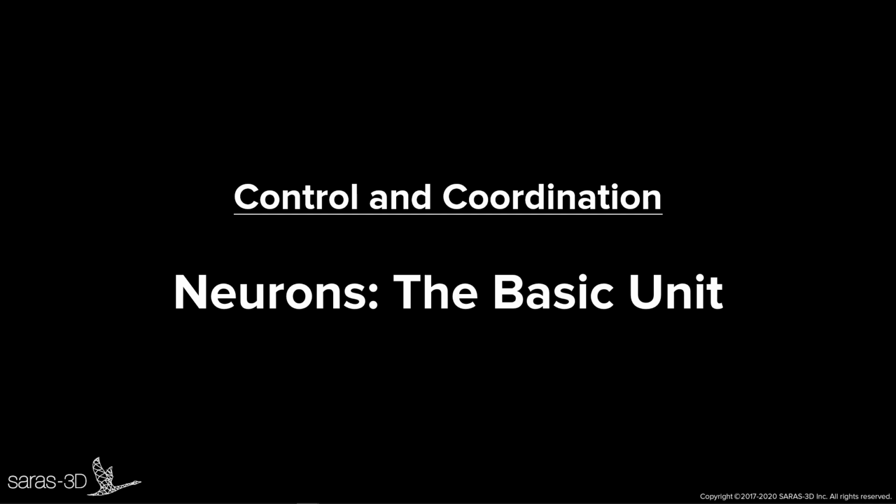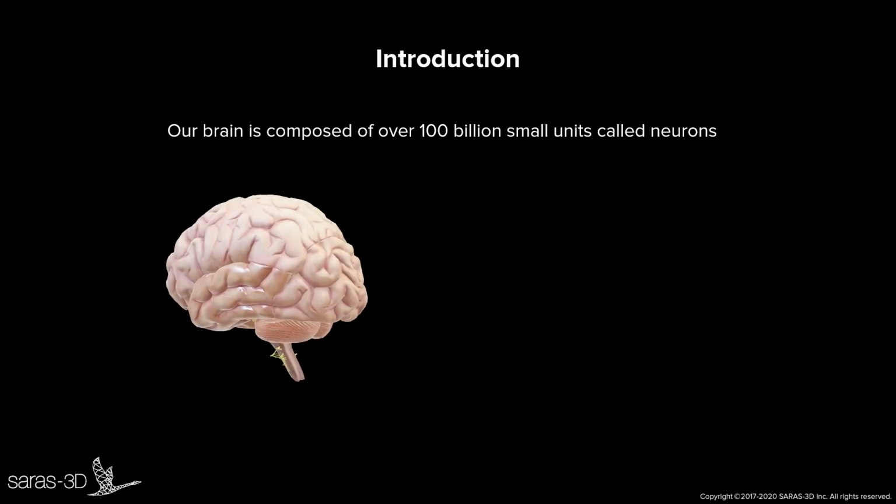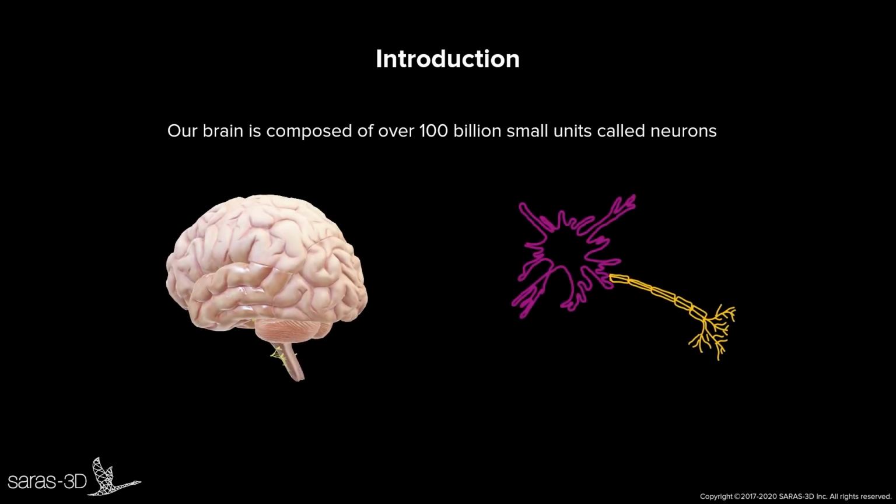Those are the neurons. Our brain, which is considered to be the most complex organ of our body, is in fact composed of over 100 billion small units called neurons. So, what does the neuron do? These communications are important to bring about any kind of movement in our body.